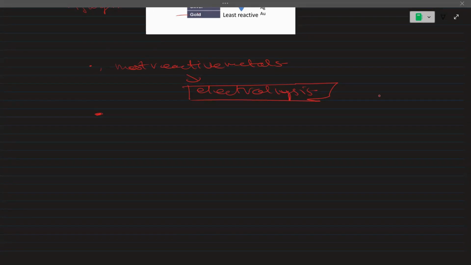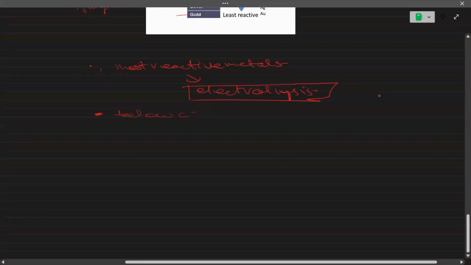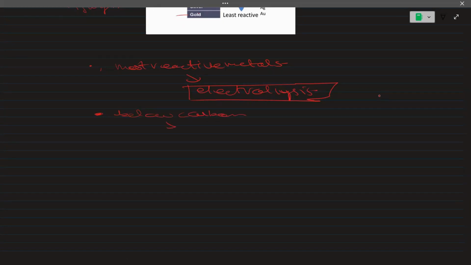So the metals below carbon can be extracted by heating their ores with carbon. Do you get this point? Metals below carbon can be extracted by heating the ores with carbon.